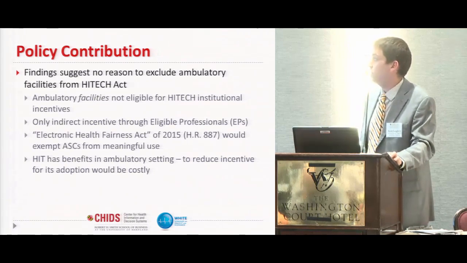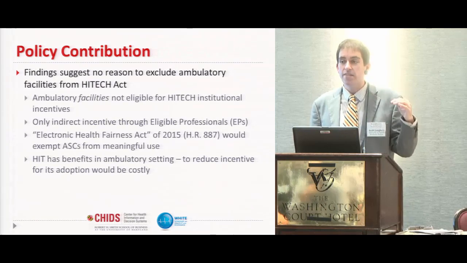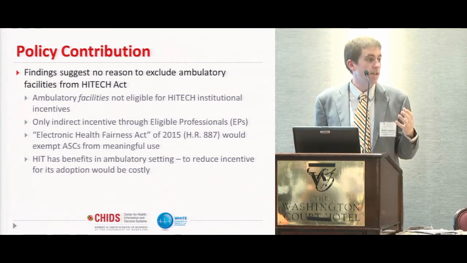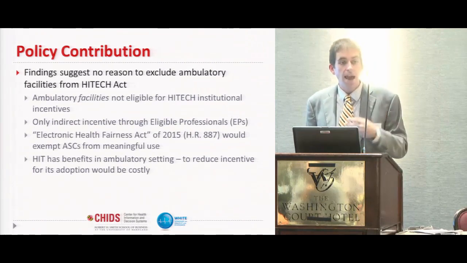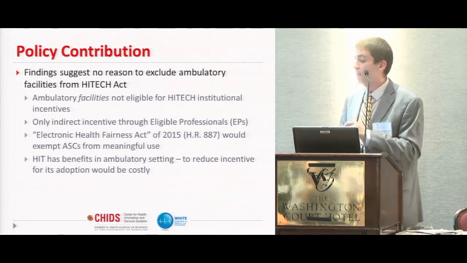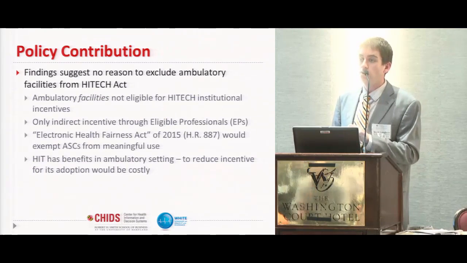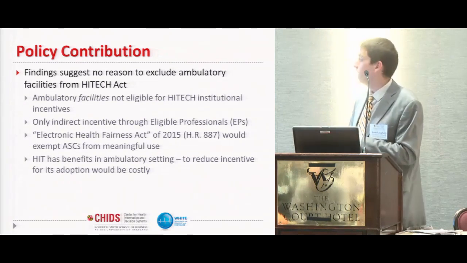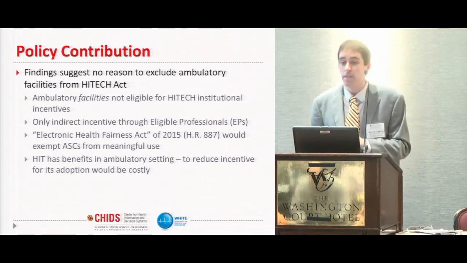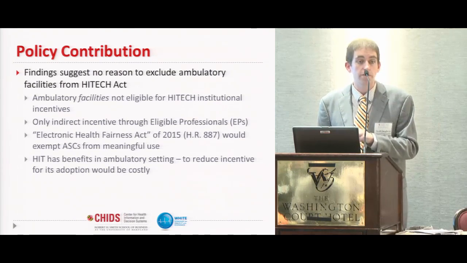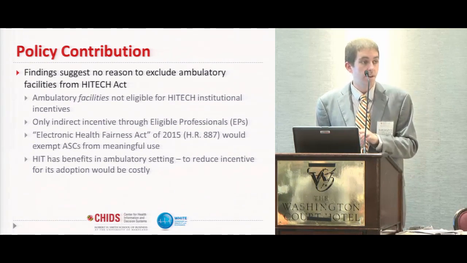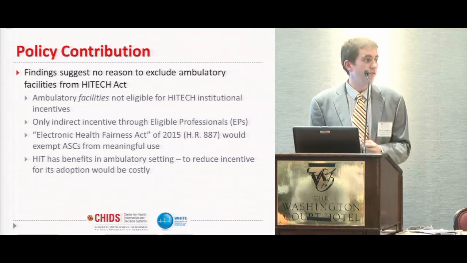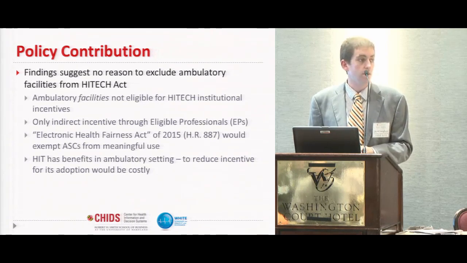And we do make a policy contribution. Our findings suggest that we find significant reductions in ambulatory care sensitive hospitalizations resulting from introduction of ambulatory health IT. And so the HITECH Act gives incentives for eligible professionals and for hospitals, but not for ambulatory facilities. And so our research suggests that there's no reason really to exclude ambulatory facilities. And the Electronic Health Fairness Act of 2015, currently before Congress, would exempt ambulatory surgery centers from meaningful use thresholds for eligible professionals. And while there is a good argument for that, I think our results suggest that there would be a cost from dulling the incentive for health IT use in ambulatory surgical centers.